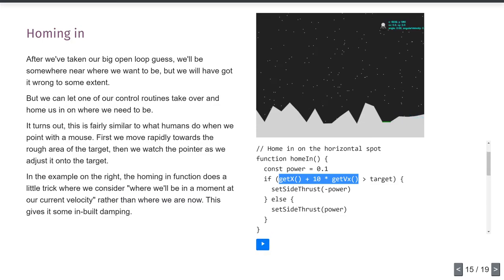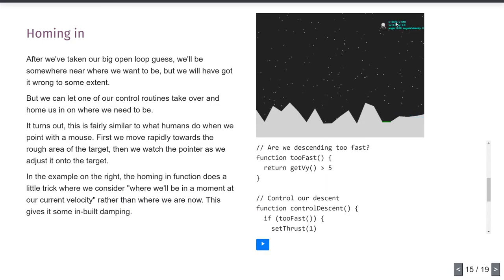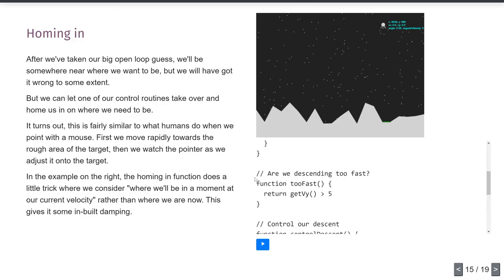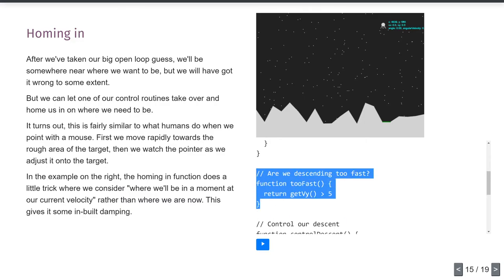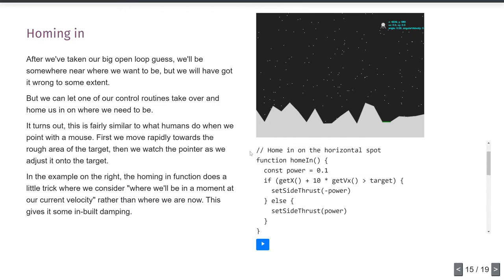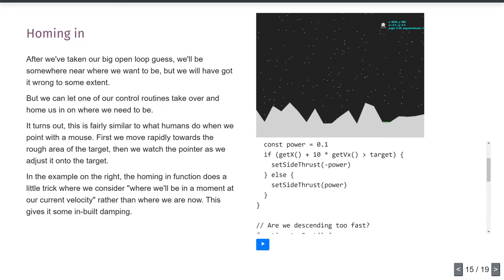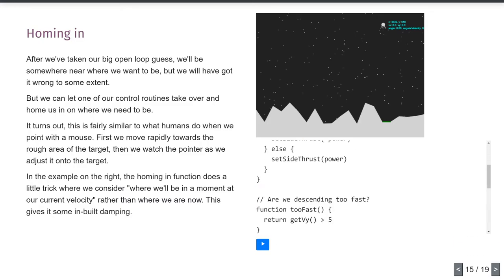At the same time, I've got to control my descent. And so this, you know, I've got my bang bang control. Am I going too fast or not? And so again, that is put into hopefully a clear little function so that I can make this meaningful. So here I've got home in all our horizontal spot. You'll notice I've got a little comment as well to say that's what it's doing. So I'm not just relying on the name of the function. I can also add in little comments to kind of give myself notes and explain things.